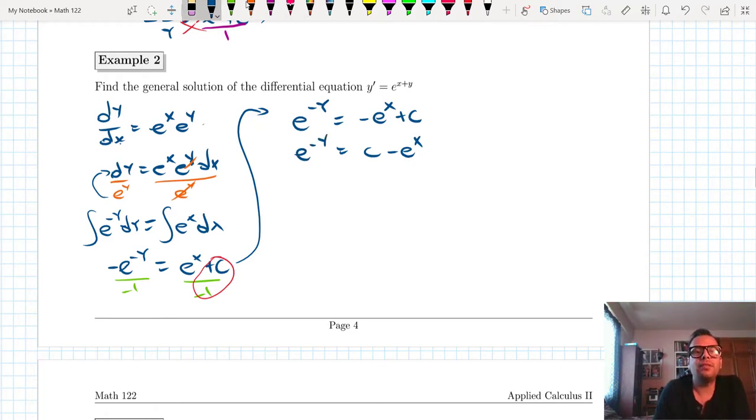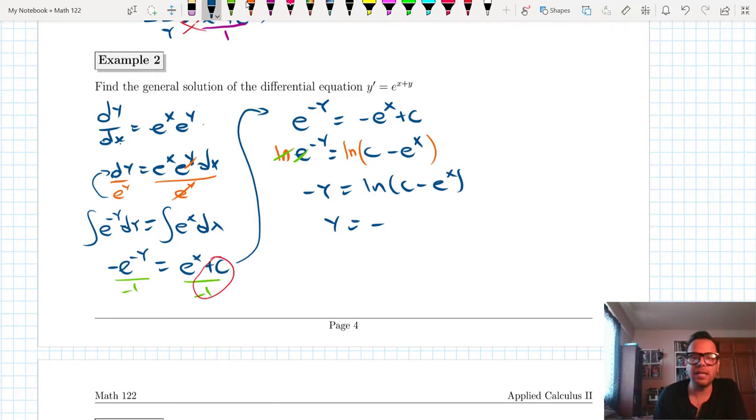Now, to solve this equation for y, we need to get rid of the e. So we need to take ln on both sides in order to eliminate the exponential, giving us negative y equals ln of c minus e to the x. And divide both sides by -1 to get y by itself. That is y equals negative ln of c minus e to the x. Final answer.